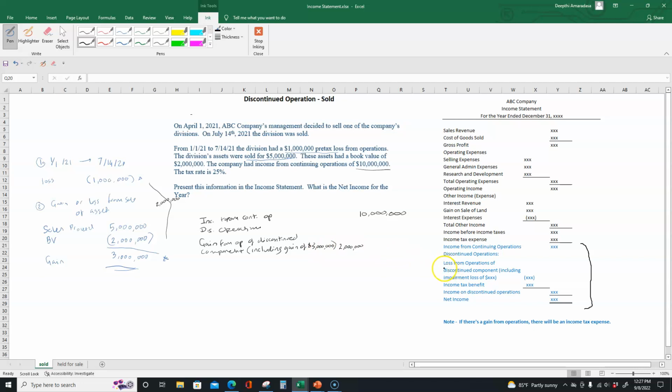The wording here is slightly different because in this example, I had shown you what the wording would be if it's a loss, but it does say in this note here that if there's a gain from operations, there will be an income tax expense and the wording will be slightly different. So we've got a 2 million gain here. Then we have to show our income tax expense related to this gain. So since the gain, we have an income tax expense.